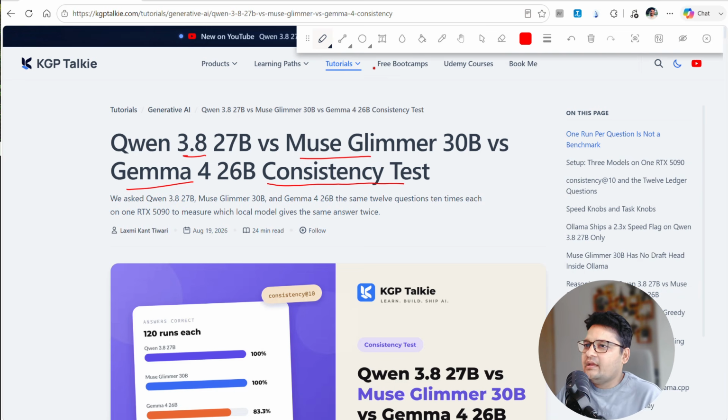I have taken the Qwen 3.8 model, Meta's Muse Glimmer model and the Gemma 4 model, and all of this testing is being done on an RTX 5090. This is a consumer grade local GPU which I currently have. It is a 32 GB GPU, which means I can easily fit all these models one by one in my GPU.